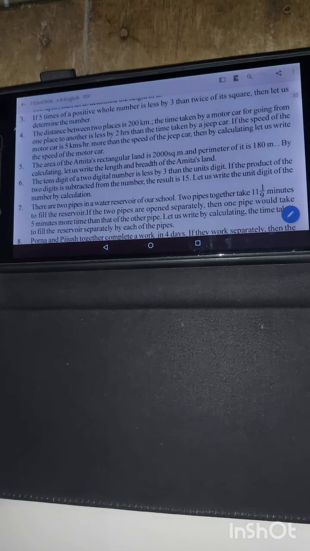Let us look at question number 3. It says, if 5 times a positive whole number is less by 3 than twice its square, then let us determine the number. Okay, let us write the given information.